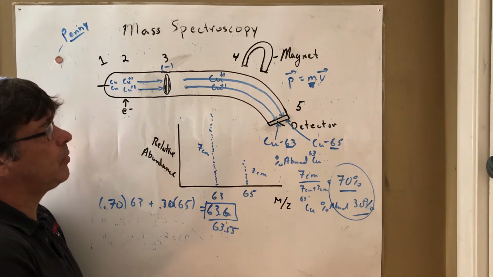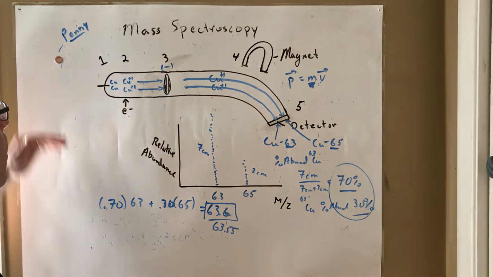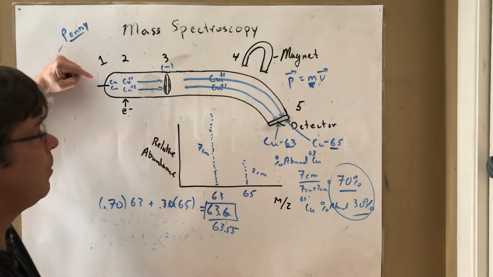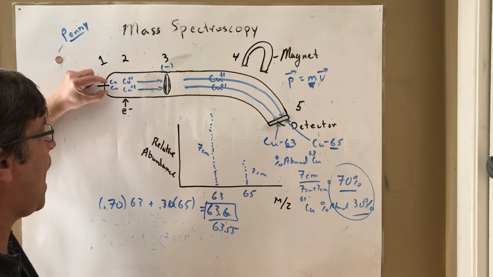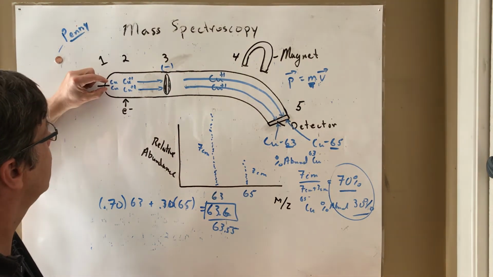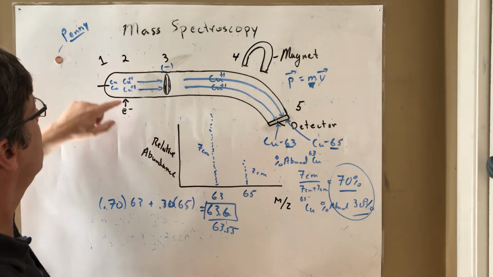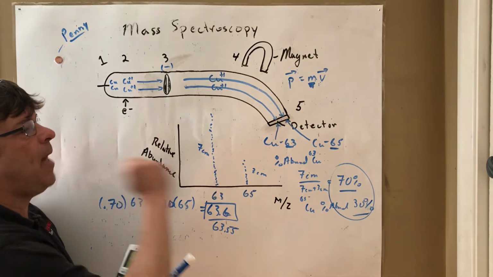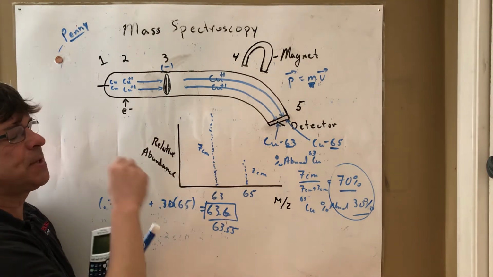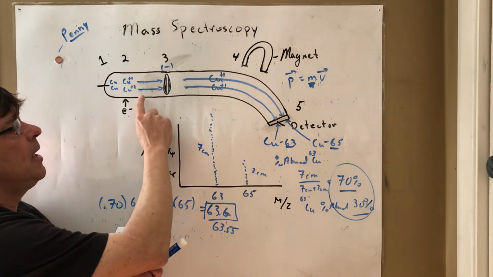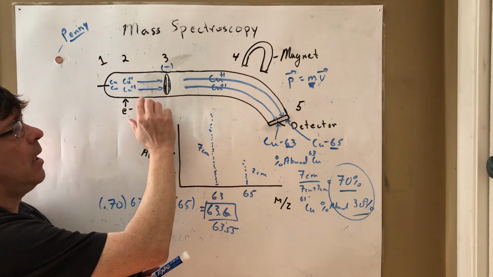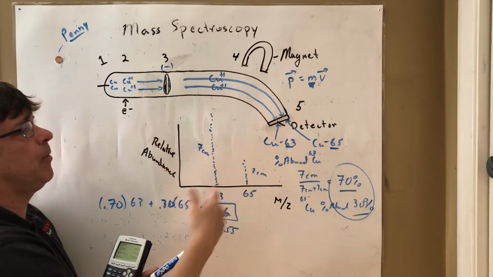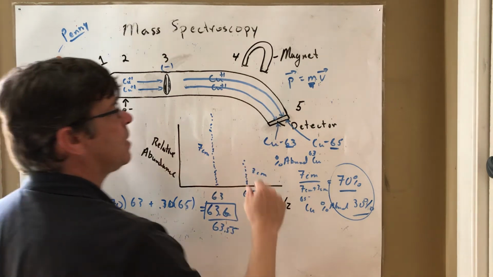Hey, so let's review a couple things. So we inject the sample, it gets vaporized. So these are gaseous atoms now. The atoms are ionized, so there's enough energy to knock off an electron. We're assuming just one electron is knocked off. It's accelerated through this ion accelerator into this magnetic field. This is the key portion of this.